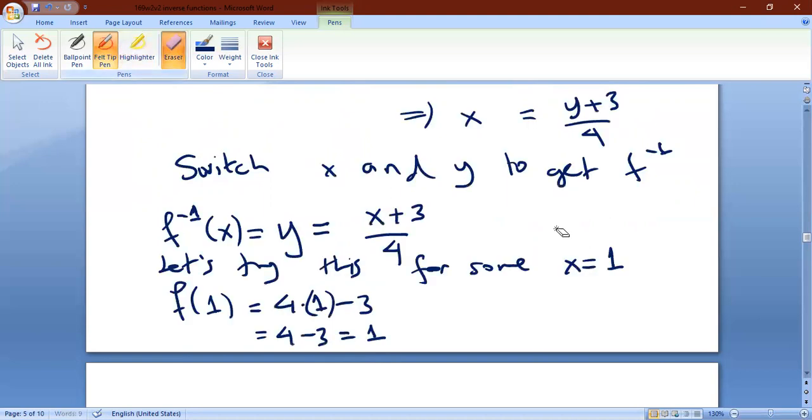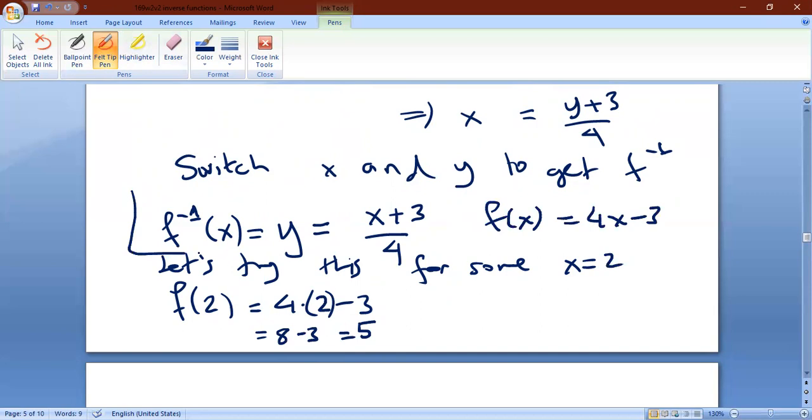Okay, let's change this number because we don't want the same number. So let's have something else. Let's say x equals 2. So what will happen to 2? 4 times 2 minus 3, which is 8 minus 3, which is 5. So this is what the function does, right? Remember, f of x equals 4x minus 3, but f inverse of x equals (x plus 3) over 4.